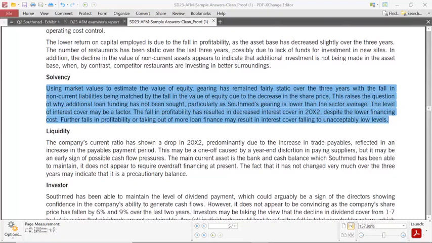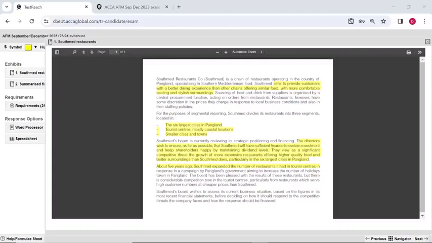And I'll ask you to review the rest of the solution to see that style in the other sections for the other ratios. And that completes this short review of the question.